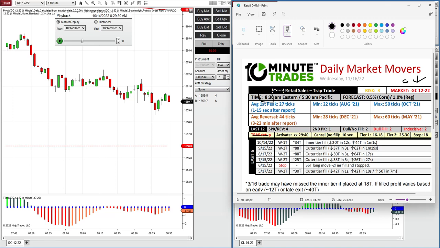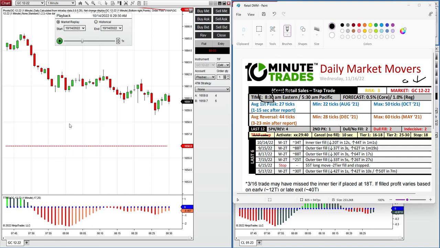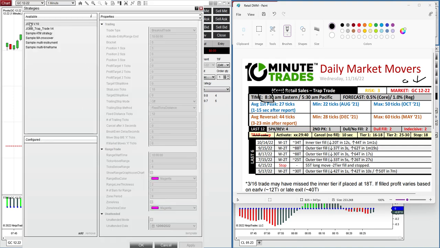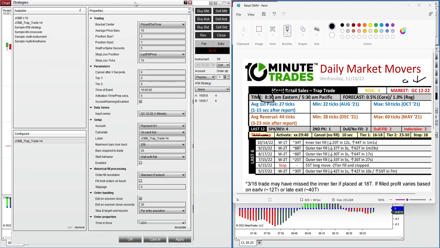Now, a trap trade, you bring a trap trade onto the chart just like you bring a breakout trade onto the chart, right? You right click your chart, click on strategies. Now you're going to double click on trap trade, right? Not on JOBB V10, trap trade. And there's a lot less inputs, very little to do to set the trade up, okay?